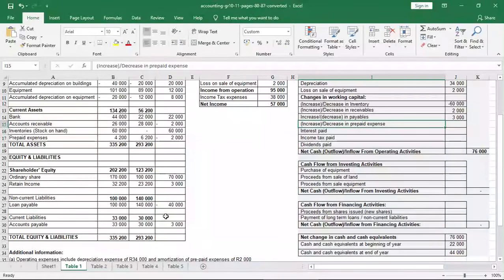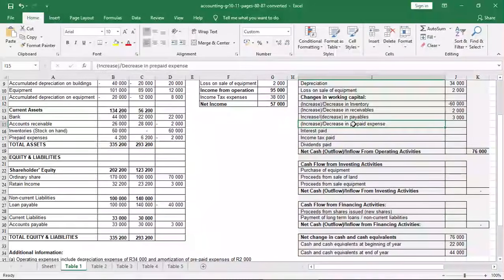And then the next one, increase or decrease in prepaid expense. With prepaid expense, you may not always have one. So if you didn't have prepaid expense, then you don't have to put this description there. You'll put it only if you have it. But with these three, inventory, receivables, and payables, you will most probably always have them. So always put in those three descriptions.